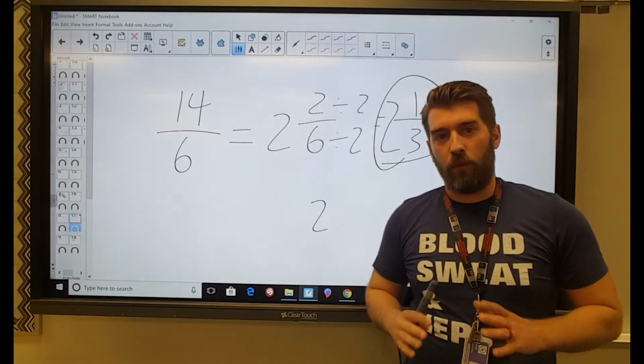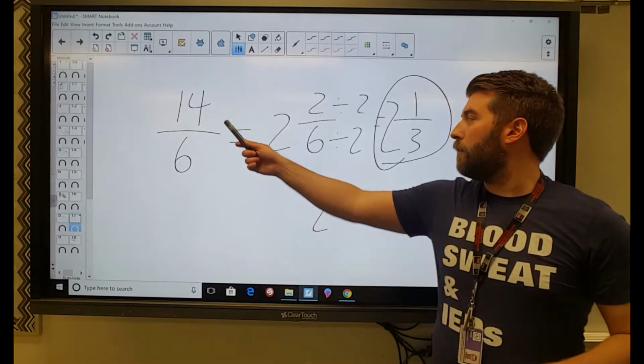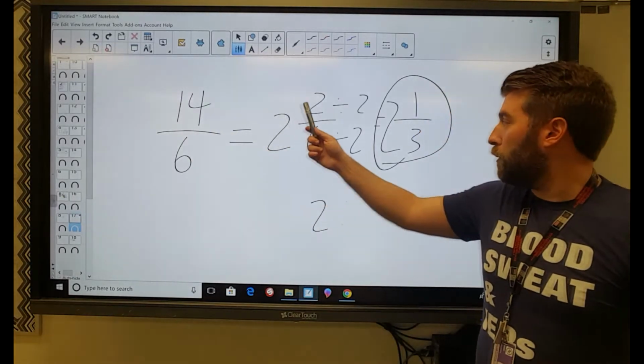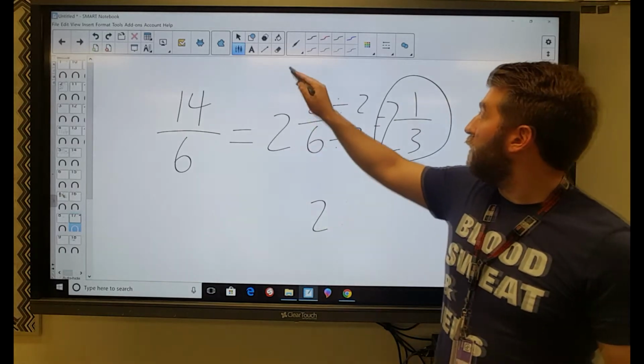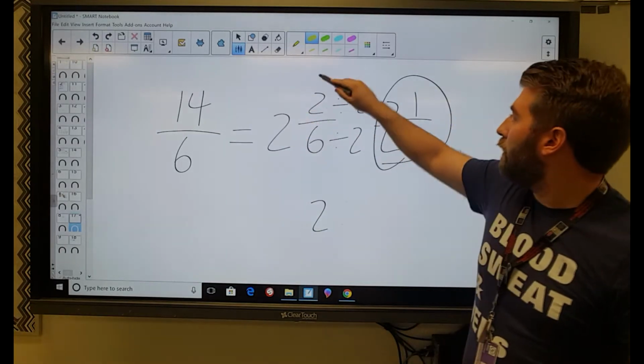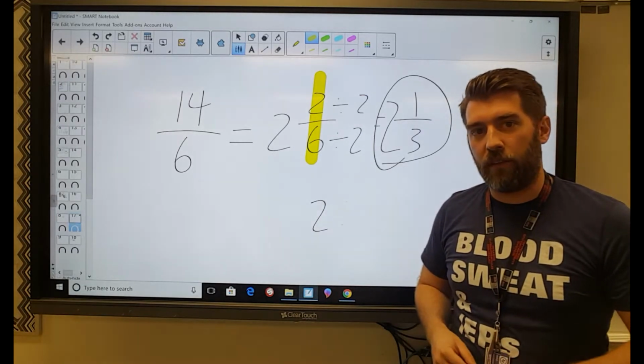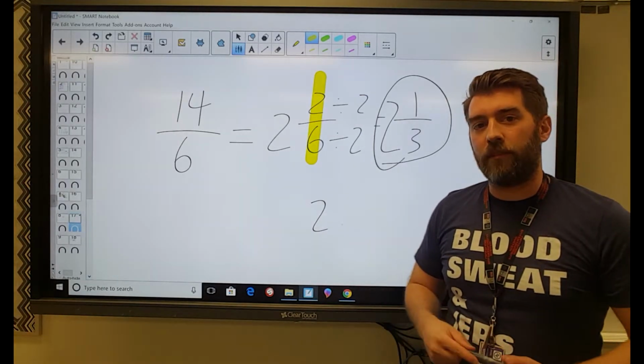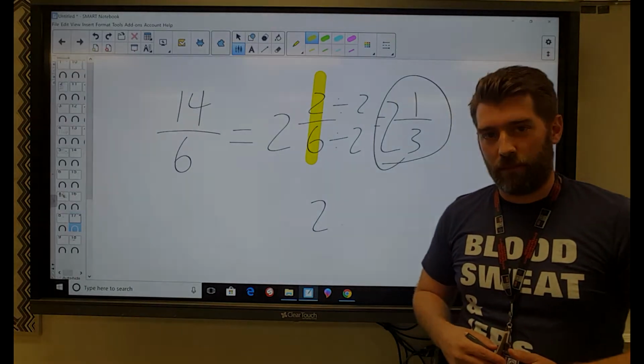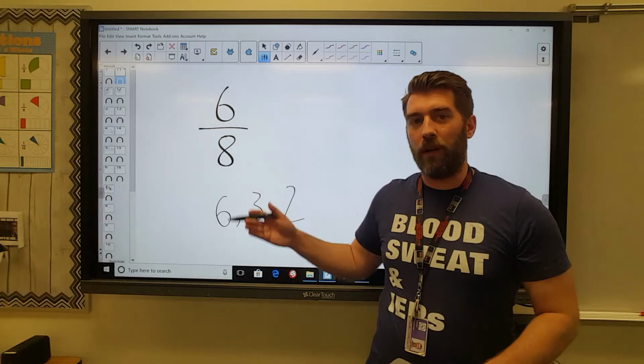So once again, really important, if you convert an improper fraction to a mixed number, you still need to check and see if you can reduce the fraction part of your mixed number. That's about it, guys. If you have any questions, let me know. See you later.